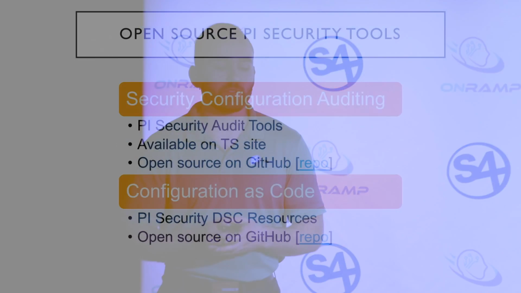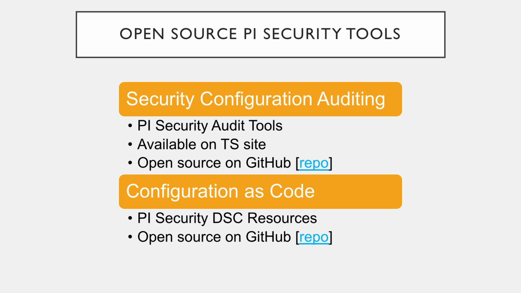And then another open source tool that we have is the Pi security desired state configuration resources. And those are a module that allows you to do configuration as code using the Microsoft desired state configuration mechanism. That's also developed open source on GitHub. But the focus is on the auditing scripts for this talk.